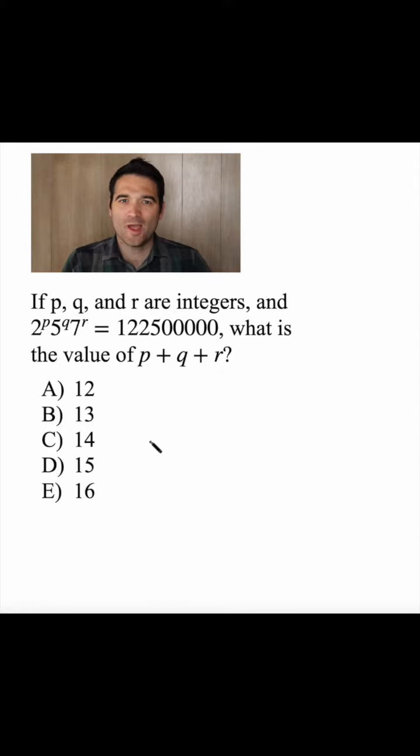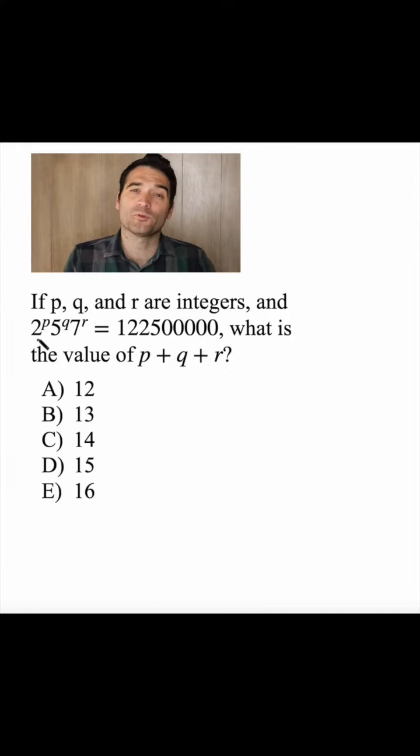If p, q, and r are integers, and 2 to the power of p times 5 to the power of q times 7 to the power of r equals 122,500,000, what is the value of p plus q plus r? So clearly we're dealing with a big number here, right? But the problem is telling us something pretty straightforward.